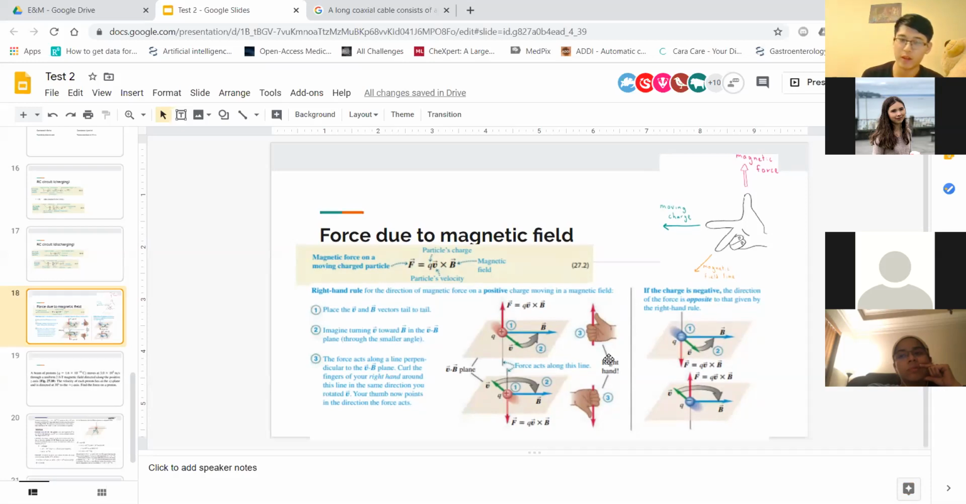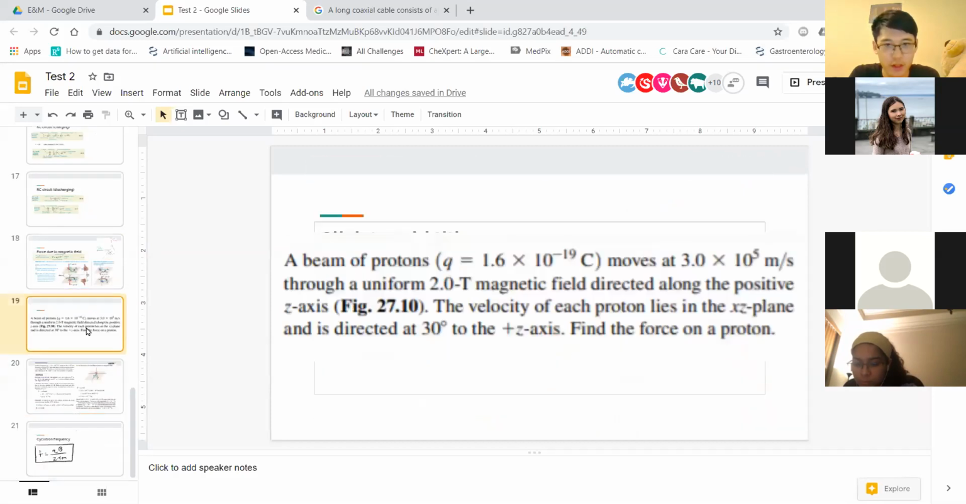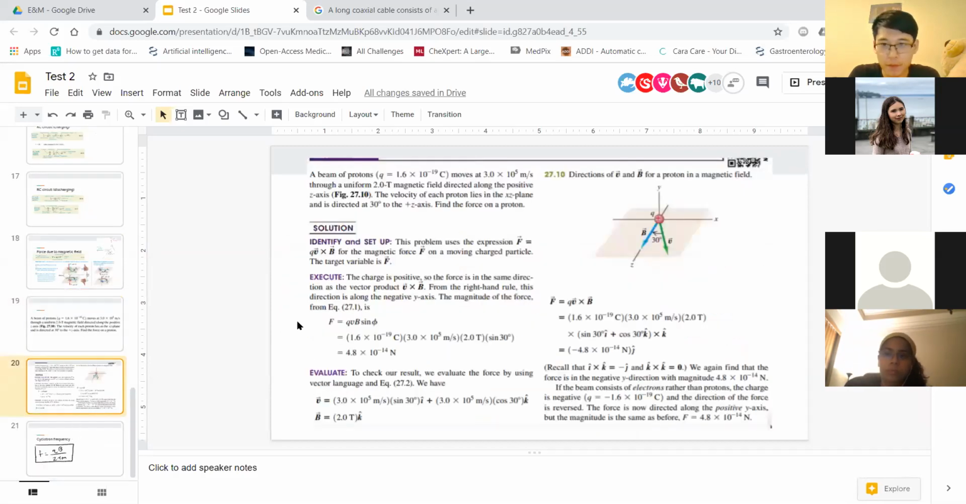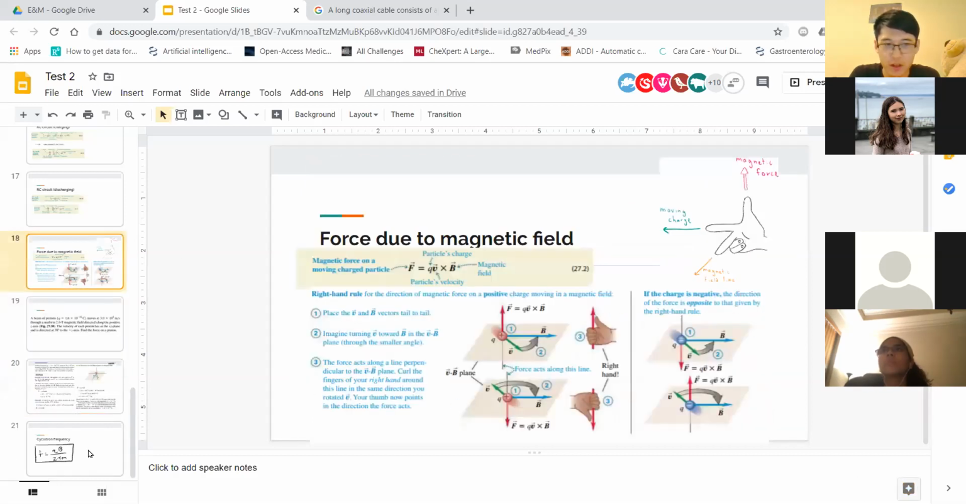You can also point your entire hand at V and then curl your fingers in the direction of B, and whatever your thumb points is the direction of the force. Also, if you're talking about electrons, whatever force you get, flip it around. So here's an example problem. You can work through that on your own time. Here's the answer to that problem. This is just applying this equation.